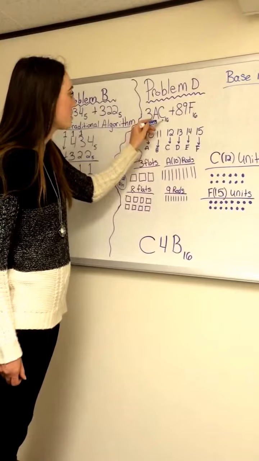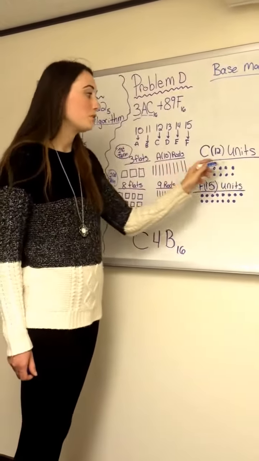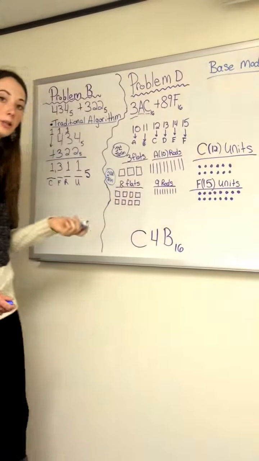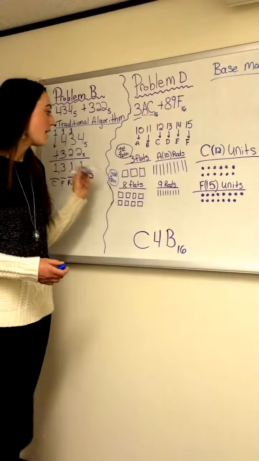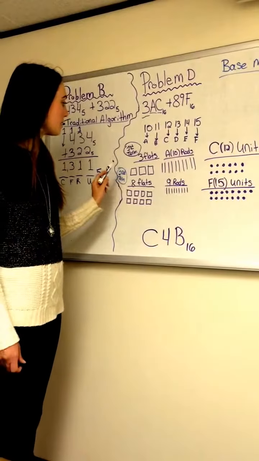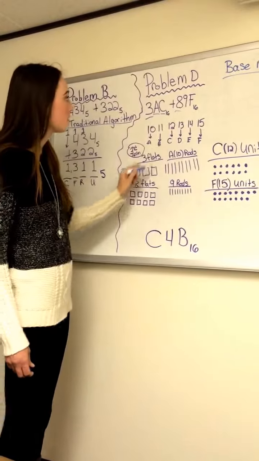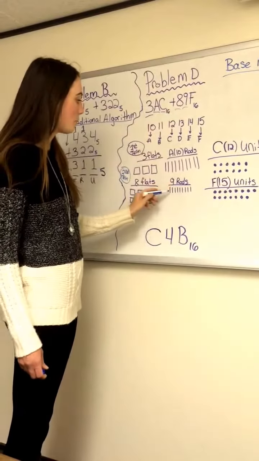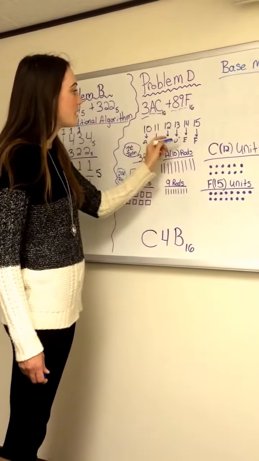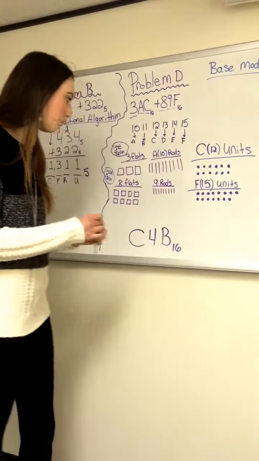Our next is C. Let's look at what is C. C is 12, so we're going to do 12 units. The next thing we're going to do is we're going to write out our second term, which is 8. So 8 flats, 9 rods, and F, what is F? F is 15, so we'll do 15 units.